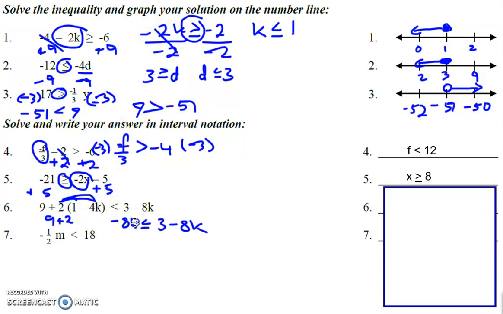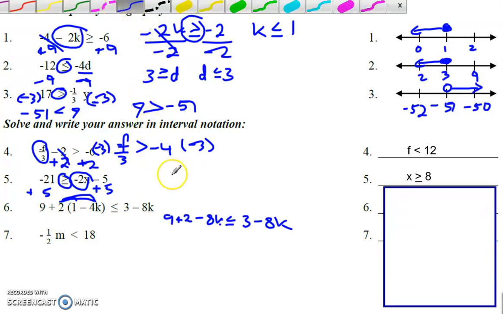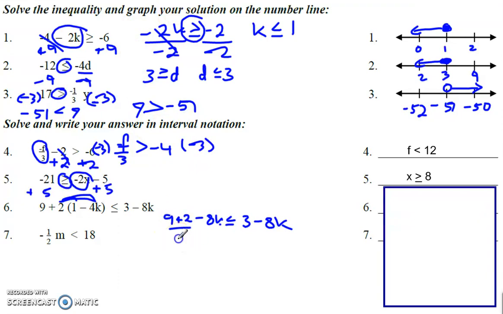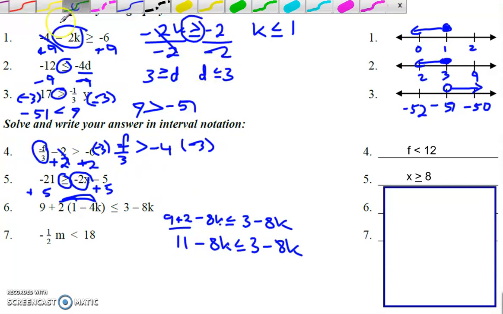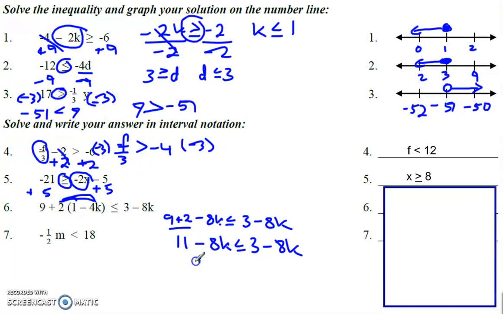All right. So I'll take this expression here and combine like terms. 9 plus 2 is 11. Minus 8k is less than or equal to 3 minus 8k. Some of you can recognize this now, but we're going to solve this all the way. Add 8k to each side.